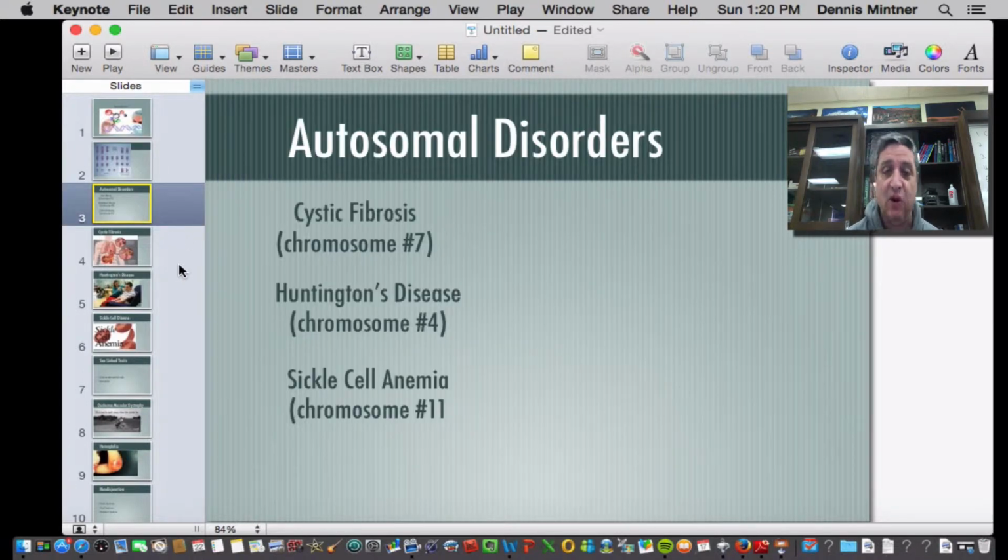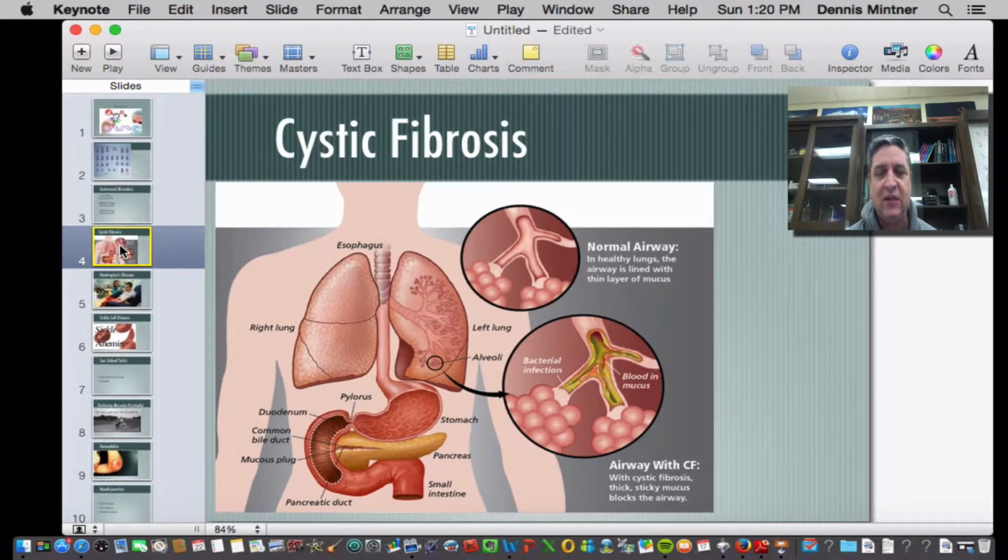Huntington's disease, which is on chromosome number 4, and it's kind of different because most of these disorders are recessive. Huntington's disease is actually a dominant trait. So if you are a child of someone with Huntington's disease, you've got a 50-50 chance of getting it. And then sickle cell anemia, which is on chromosome number 11. So we're going to look at these first, starting with cystic fibrosis.